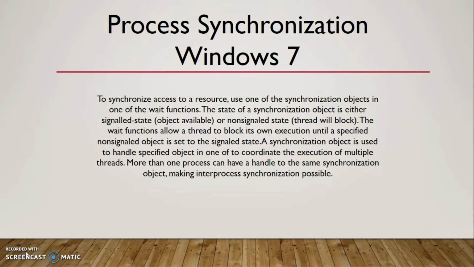To synchronize, they use two states of a synchronization object, either signaled state or non-signaled state. Signaled state means the object is available, and non-signaled state means the thread will block. The wait function allows a thread to block its own execution. So this is what they use in Windows 7.